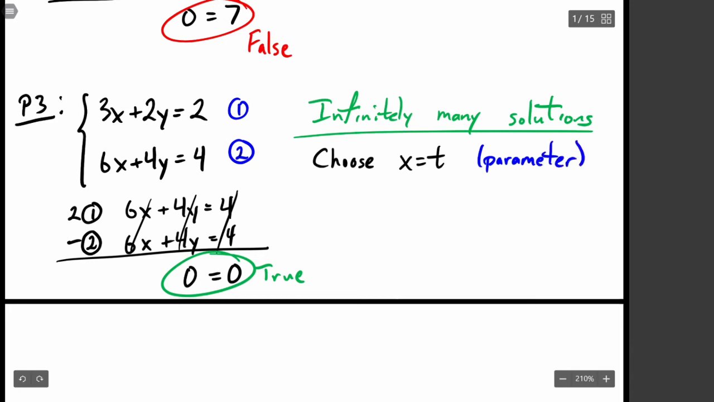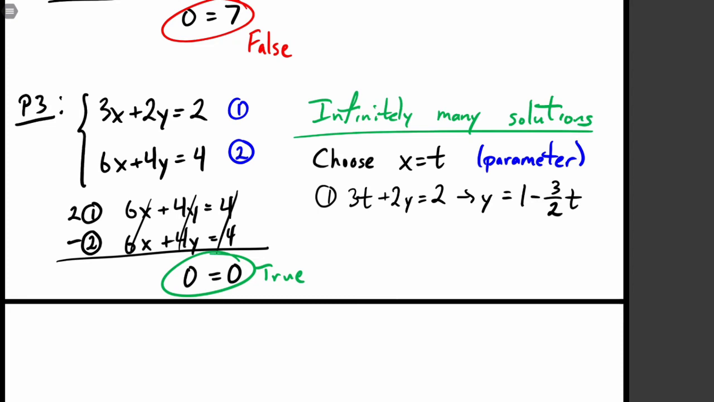That should remind you of writing down the parametric equations of a line, or the vector equation for a line. Right? We had that parameter t every time. So we choose x equals t, and then what does y have to be? Well, we get 3t plus 2y equals 2, and so y has got to be 1 minus 3/2 t. We just solve for y here.